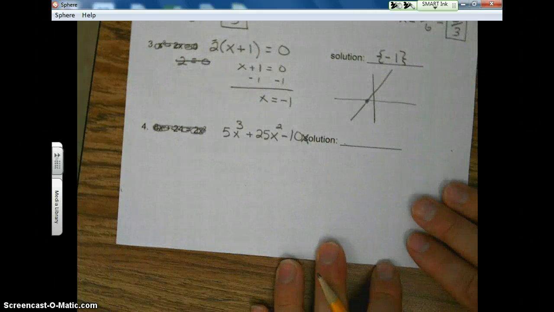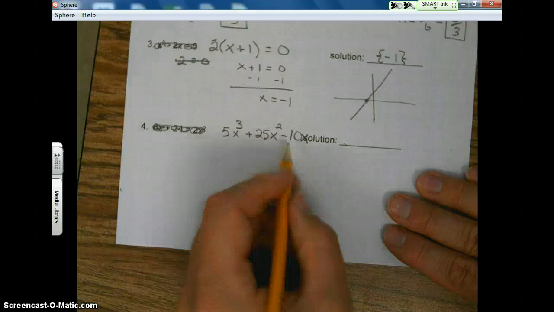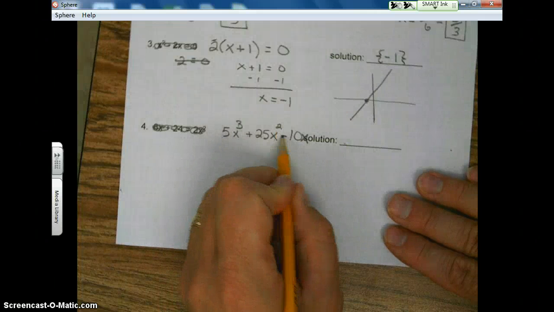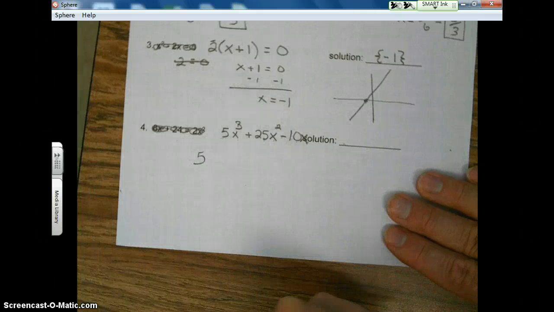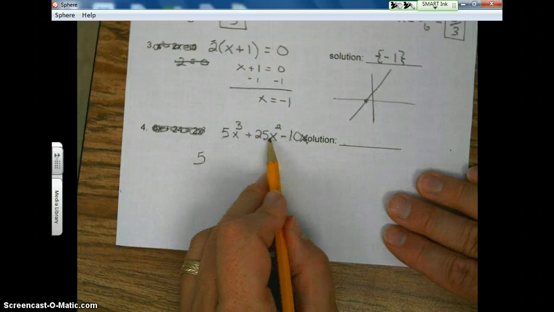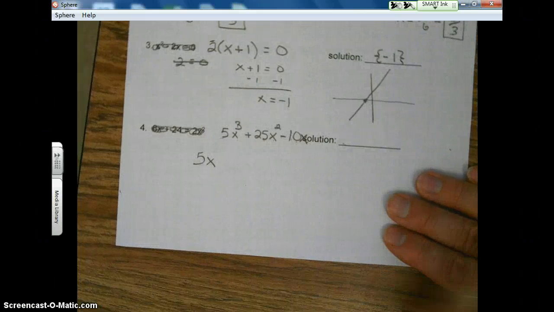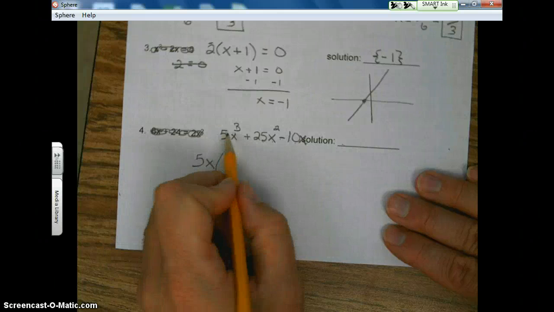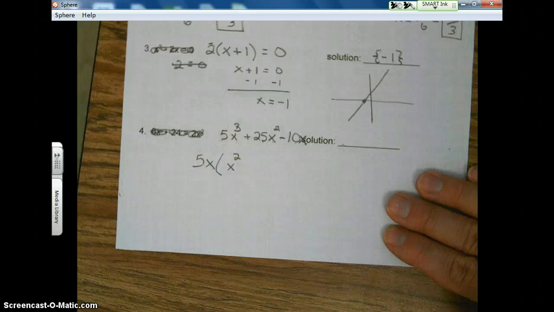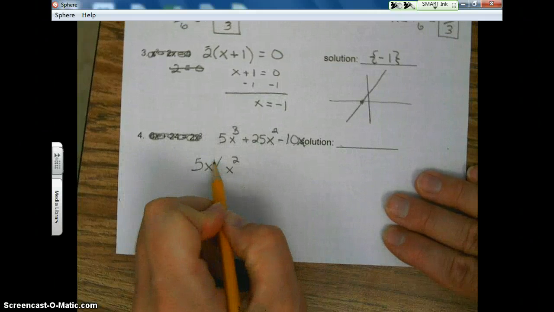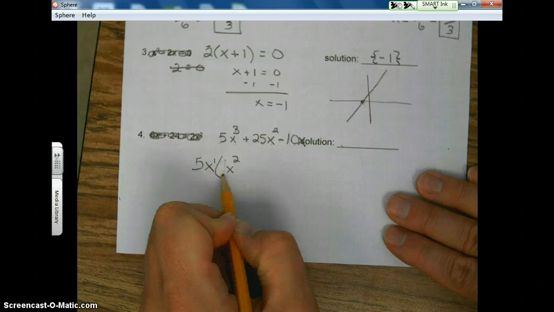Okay, last one. So another type of problem that we've been factoring, 5x cubed plus 25x squared minus 10x. So I'm going to factor out a 5x. We got 3 x's here, 2 x's here, and 1 x here. So the most I can take from each is 1. Dividing, 5x cubed divided by 5x is x squared. 3 minus 1 is 2. 5 divided by 5 is 1.